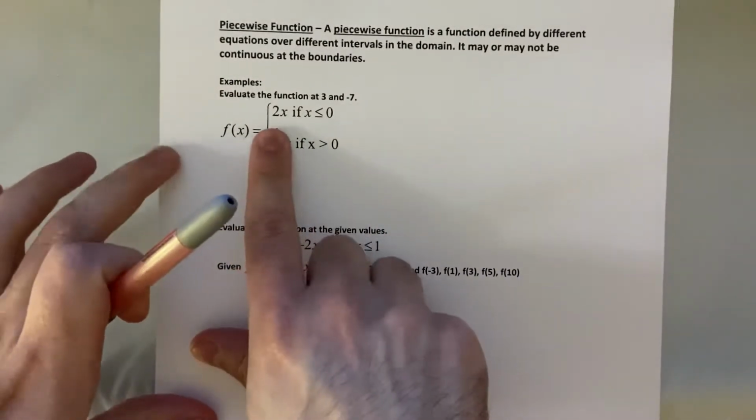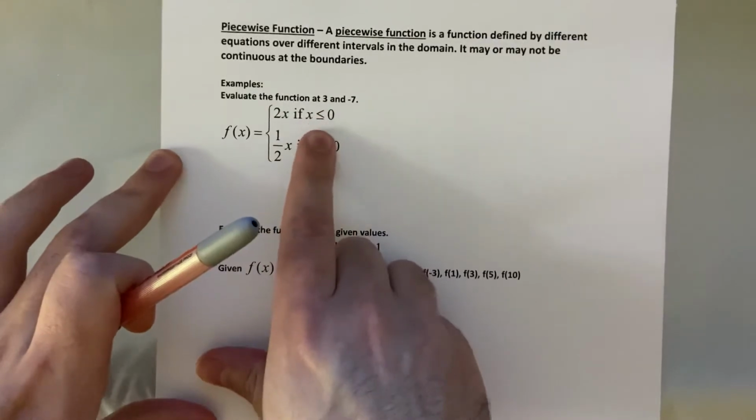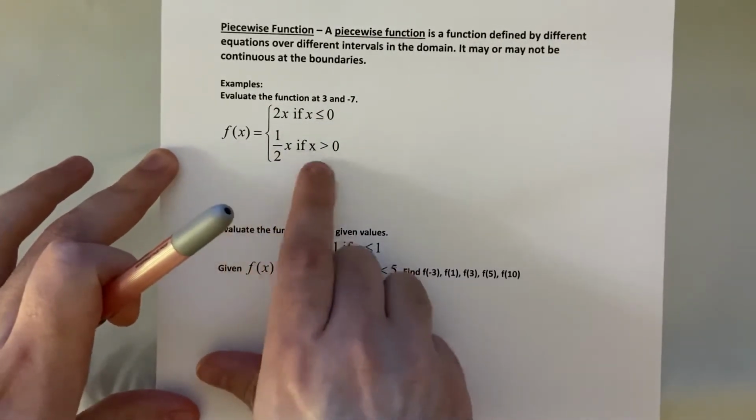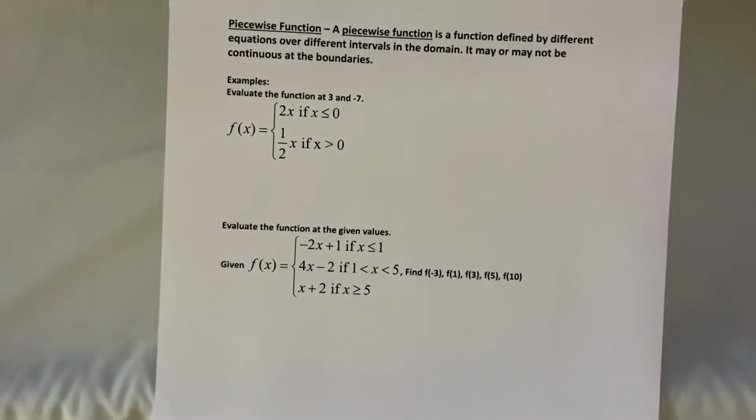f of x equals 2x if x is less than or equal to 0. So if you're plugging in an x value that's less than or equal to 0, you plug it into the function 2x. However, if your x value is greater than 0, you're going to plug it into 1/2 x.